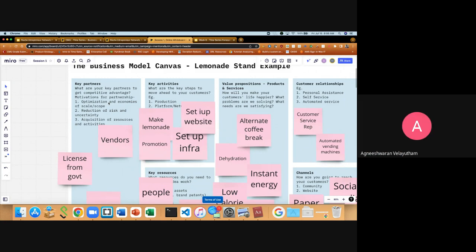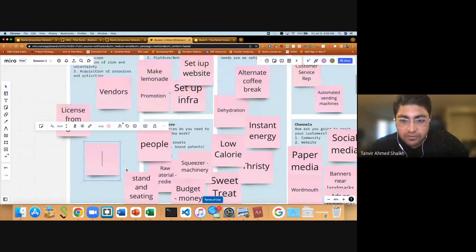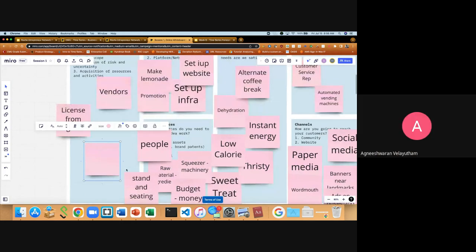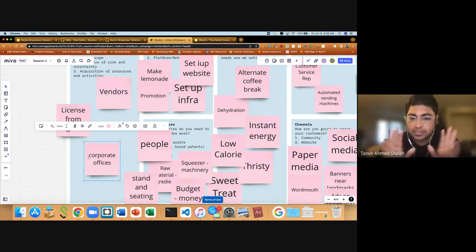We can target the corporate offices. One second. Agnishwaran, and then I think it was Swami. Agnishwaran, go for it. What were you saying? Partnership with the corporate offices so that we can have mass people. Awesome. Corporate offices, definitely. And you can have flyers going to corporate offices during lunchtime or sending them some message, something like that. Awesome.